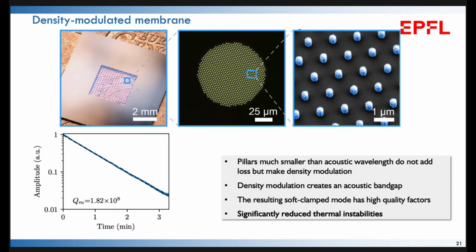And they have one key advantage, which is that you can retain the stress, so you can have a slightly higher quality factor, but also significantly reduced thermal instabilities. With this, you can increase the power handling quite dramatically compared to, say, the soft-clamp devices that use perforations. So we have devices with Qs of 200 million. We've seen as much as 800 million in these.